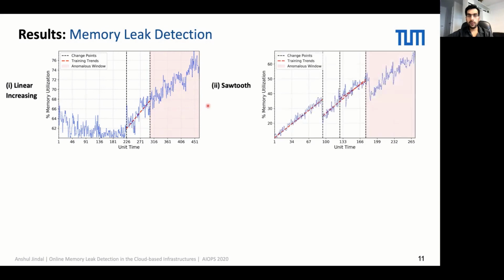Similarly, we ran the algorithm on the sawtooth pattern, where multiple training trends were detected and the algorithm classified the last test window as anomalous.